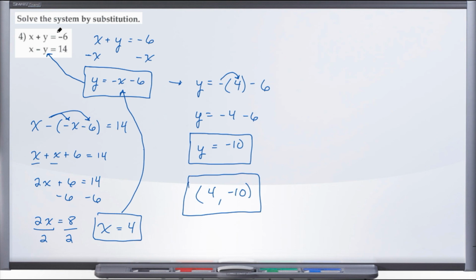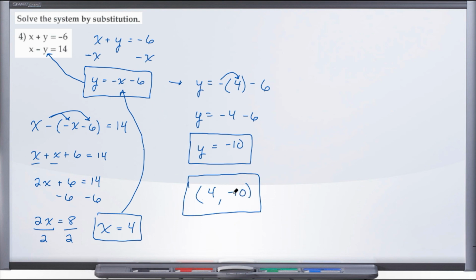So again, if we were to graph each of these two lines, we would see that these lines intersect each other at the point (4, -10). And again, on your test, a way that you can check yourself is take this point (4, -10), plug it into each equation, and if you get a true statement for each equation, you know you've done all of your algebra correctly and that you've solved for the solution.